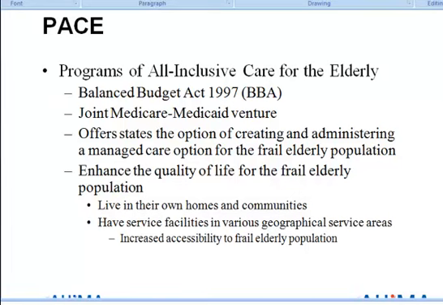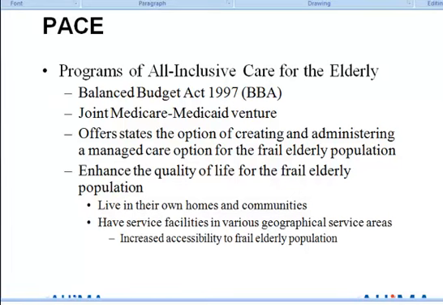The PACE program is a joint Medicare-Medicaid venture that offers states the option of creating and administering capitated managed care options for the elderly population. PACE was basically designed to enhance the quality of life for those frail elderly, that allows them really to live in their own homes and communities and try and preserve and support the family unit.